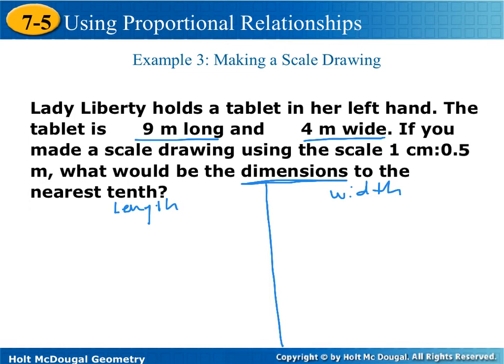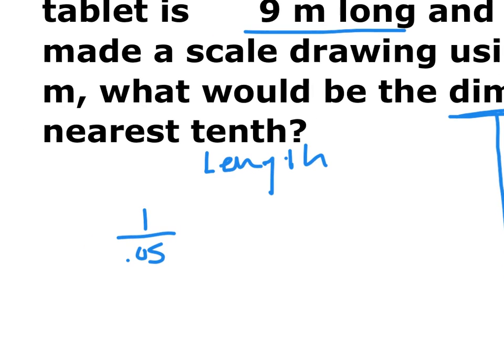It says 1 over 0.5. So for every 1 centimeter is going to be 0.5 meters. It gives us the proportion we need to start out with. So 1 is measured in what? Meters or centimeters? Centimeters. And 0.5 is? Meters. So we need centimeters on top and meters on the bottom.